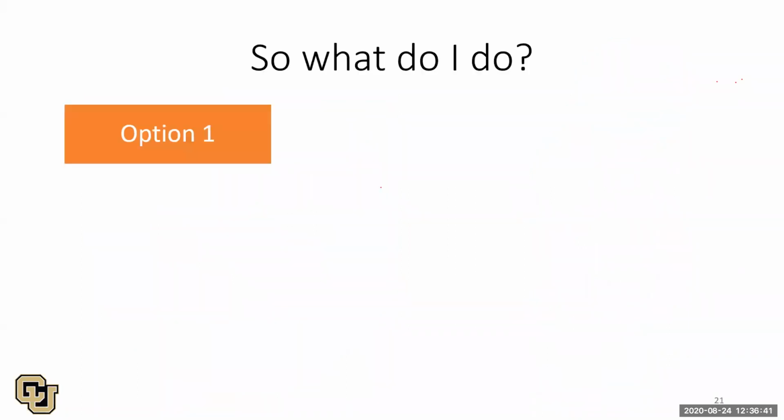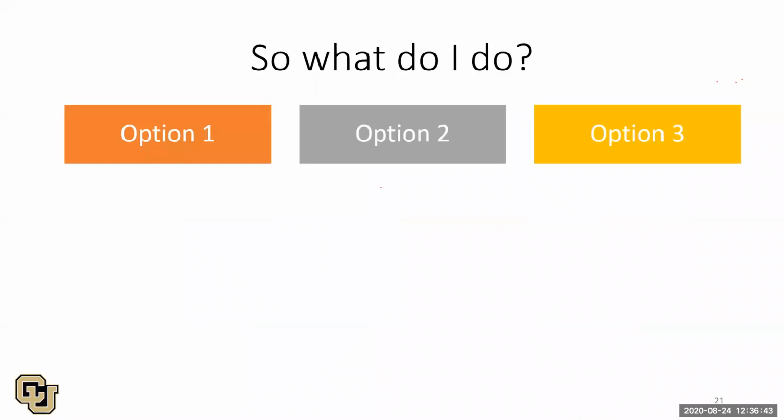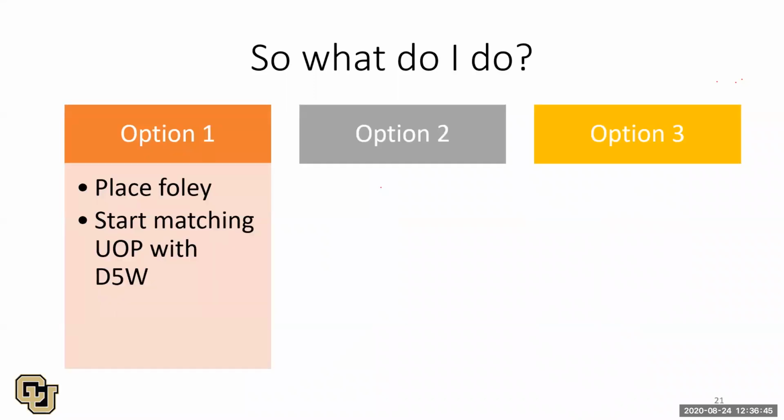So what should you do? You have 3 options. Option 1, like I was mentioning earlier, is you could consider placing a Foley. Once the patient's vitals have stabilized, you just watch the Foley. You ask the nurse to do Q1 hour outputs, and then you can start matching their urine output with D5W.